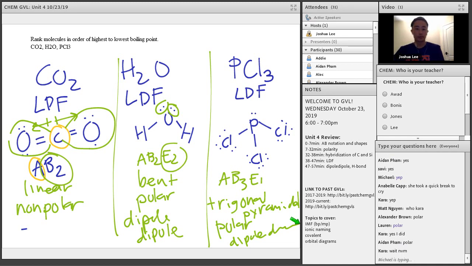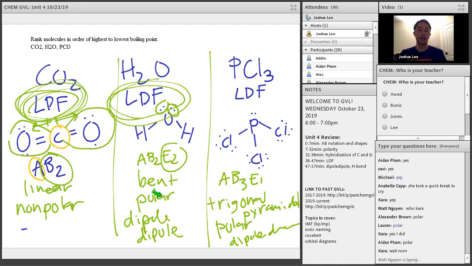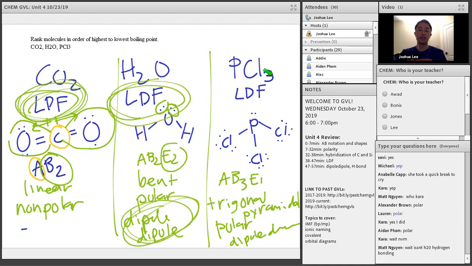So that means CO2 only has LDF. Water has LDF and dipole-dipole. PCl3 has LDF and dipole-dipole.